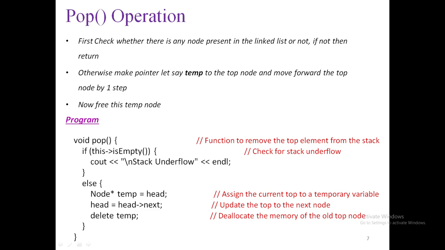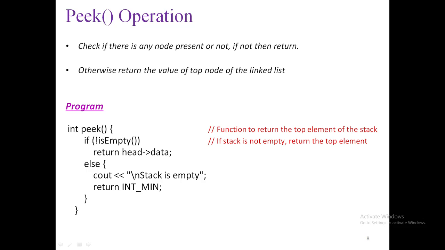Similarly, for the pop operation, if the stack is empty, that is underflow. While doing the deletion, we just need to make the head point to head's next, but we need to delete the address which was previously pointed to by the head. That's why we maintain a temporary variable to hold the head. After the head is pointed to head's next, it is implemented as delete temp. Then for the peek operation, we just return the head.